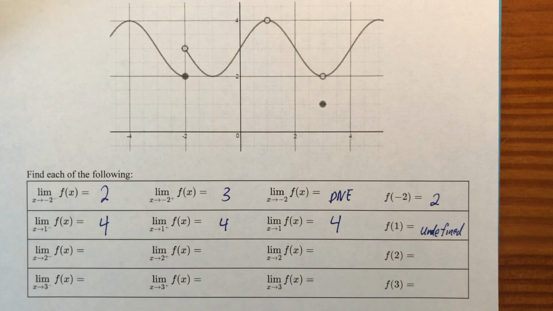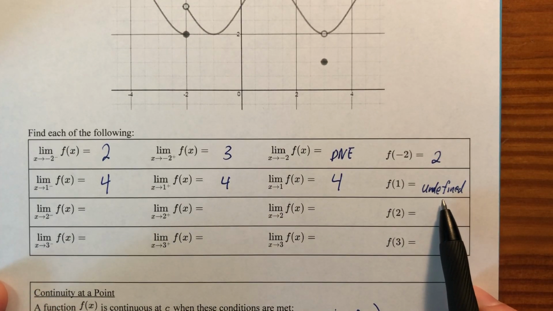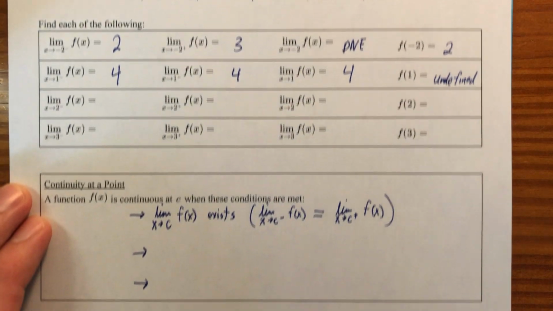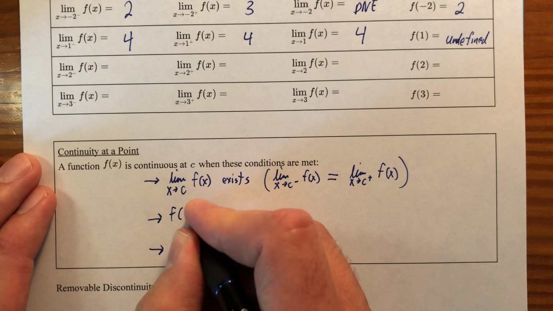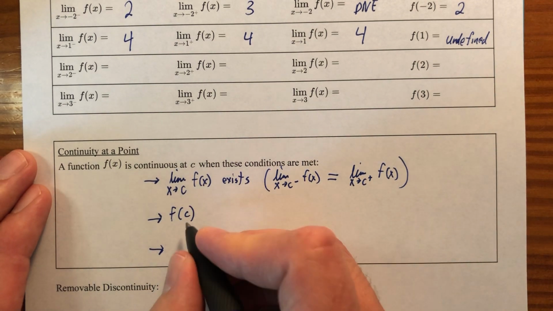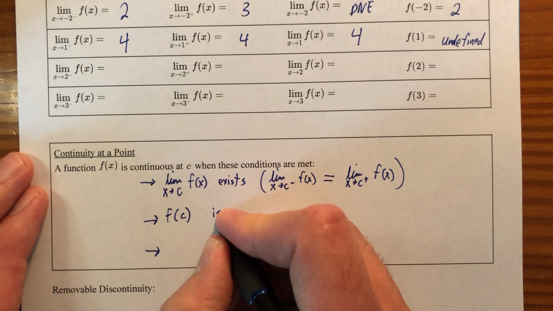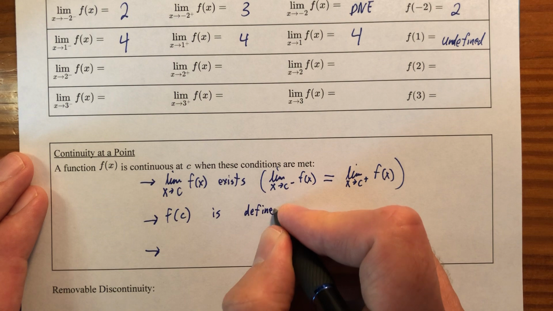But the problem with this one, discontinuity, was that the function was undefined at some point. So if I want there to be continuity, then I better have the function be defined at that point. So in order for me to have continuity, I better have a function that exists at some specific c value. So f of c is defined.